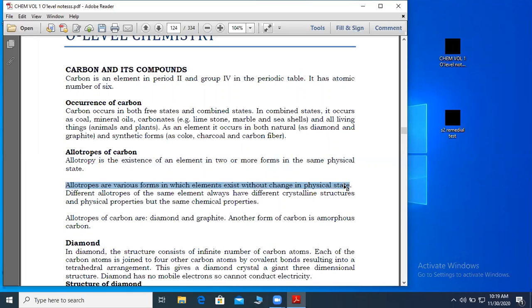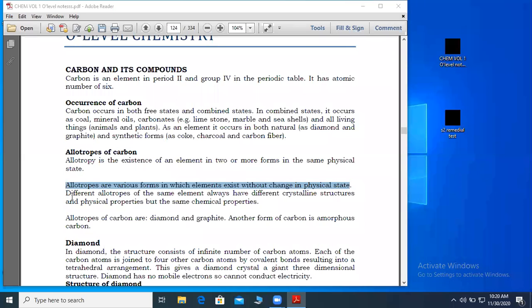Can we note that down? Allotropes are various forms in which elements exist without change in physical state.